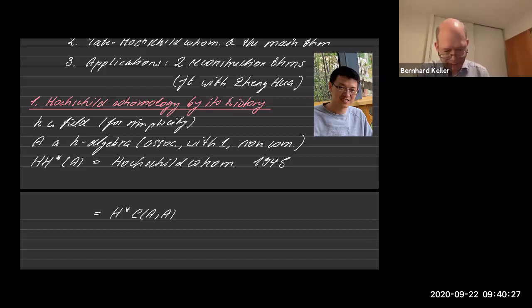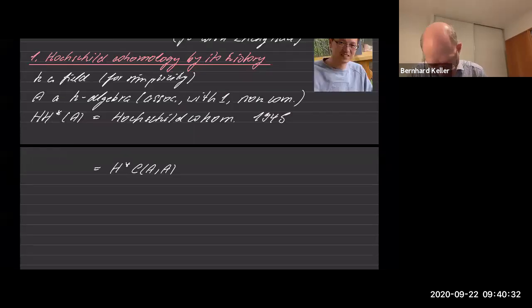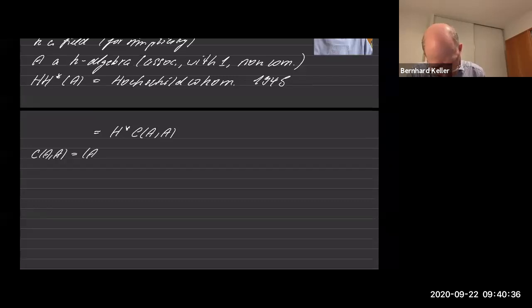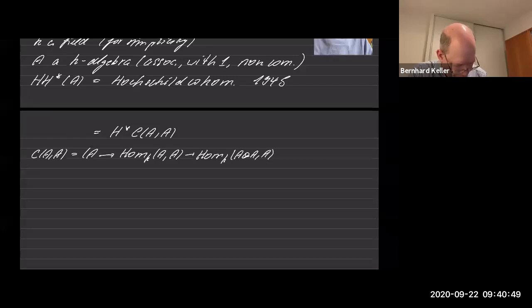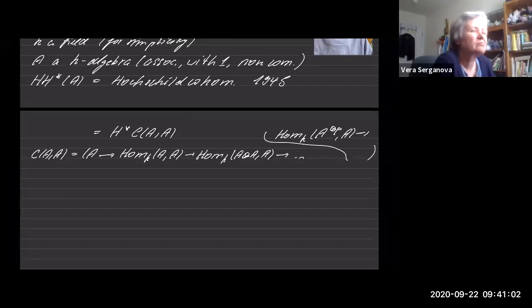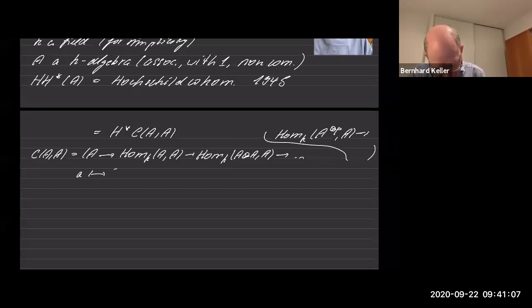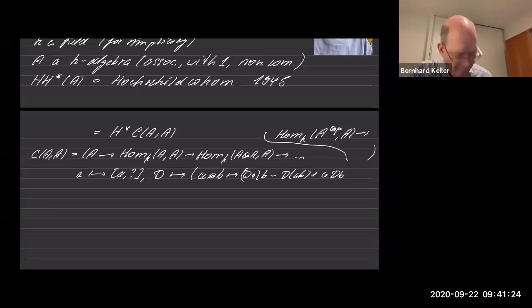What does it look like? C(A,A) has A in degree zero, then K-linear maps from A to A in degree one, K-linear maps from A tensor A to A in degree two, etc. And then in degree p, K-linear maps from the p-th tensor power of A to A. Let me write down the first two differentials. The first differential takes little a to the commutator with little a, and the second differential takes a linear map d to the linear map taking a tensor b to d(a) times b minus d(ab) plus a times d(b). You can find the higher differentials in all the references on the subject, or you can guess them for yourselves.